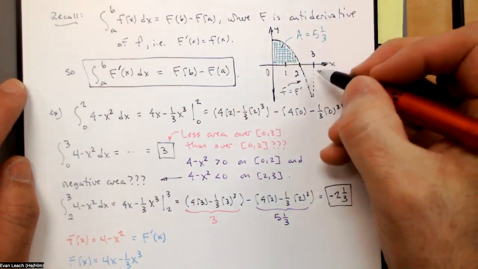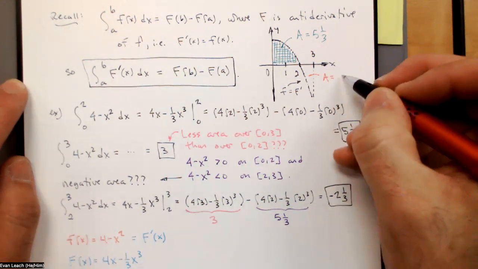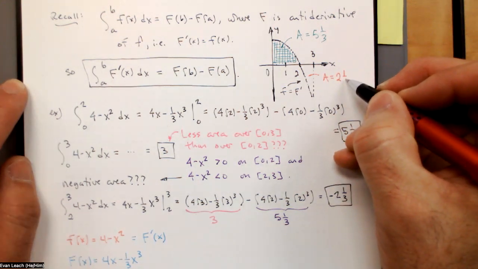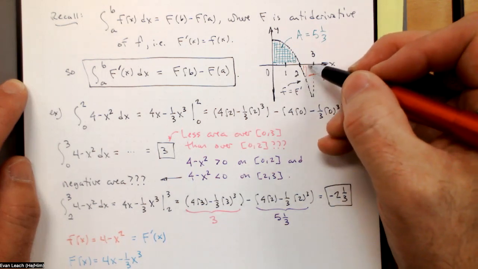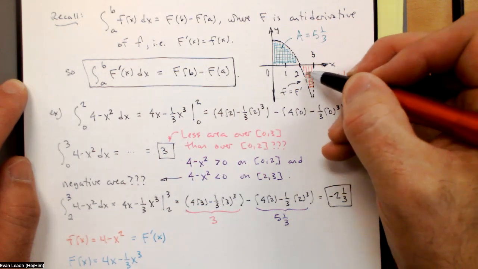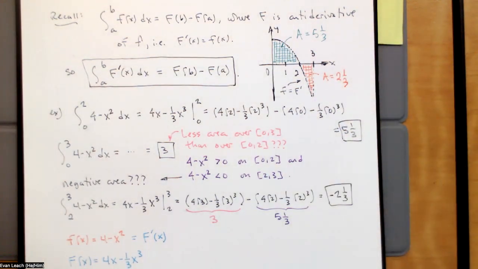So our area down here, the area itself is 2 1/3. But the definite integral looks at area under the x-axis and says that's negative. The definite integral says negative 2 1/3. When we read area, we should always read that as positive. So the area is 2 1/3, but the definite integral is going to call that negative.